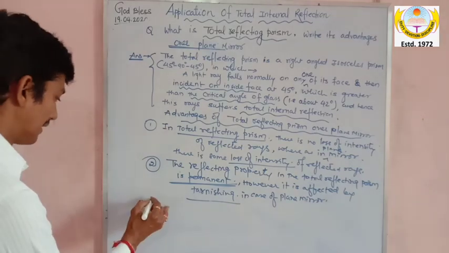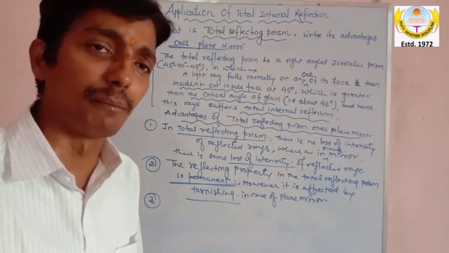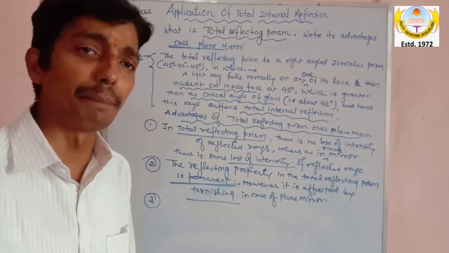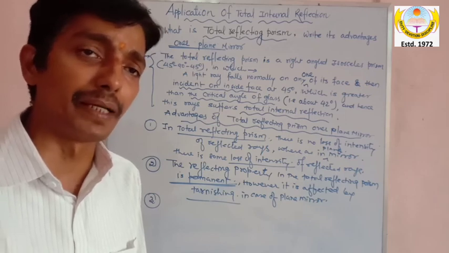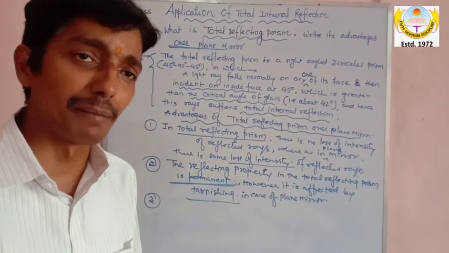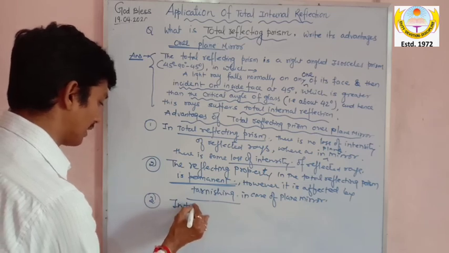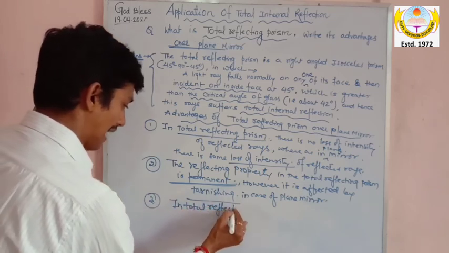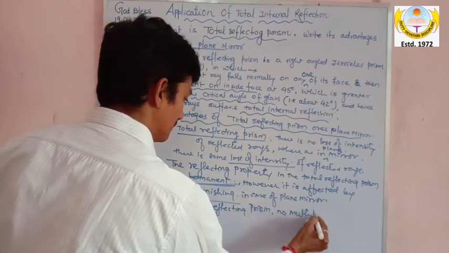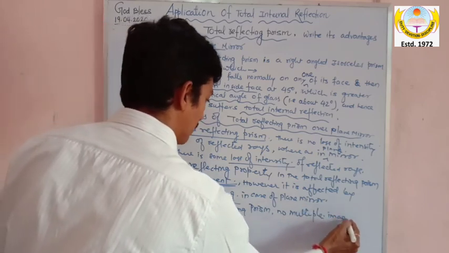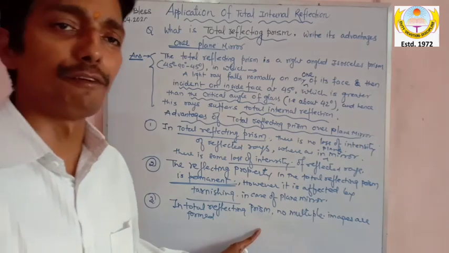And third, my dear, in mirrors, I have done many numericals. Multiple images are formed in plane mirrors. In a plane mirror, my dear, multiple images are formed. Am I clear? And because of those multiple images formed in a plane mirror, some of the images are faint. Am I clear? But in total reflecting prism, no multiple images are formed.